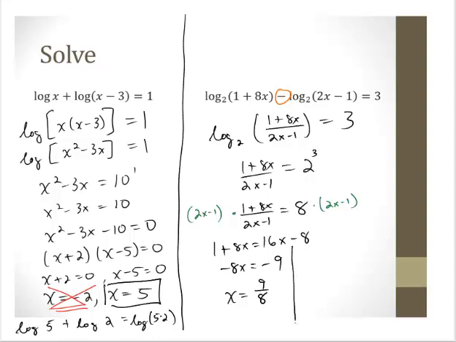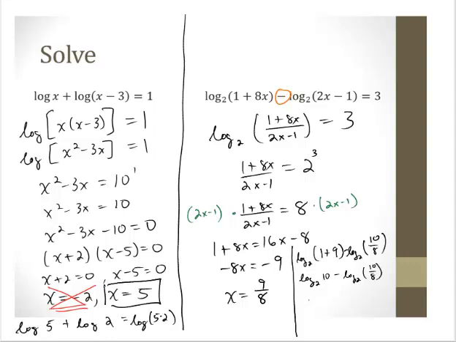Alright, let's do a quick check of this solution. Log base 2 of 1 plus 8 times 9/8. That's the log base 2 of 9, since 8 times 9/8 is 9, minus the log base 2 of 2x, that's 18 over 8 minus 1. 18 over 8 minus 8 over 8 is 10 over 8. So that's the log base 2 of 10 minus the log base 2 of 10 over 8. I can write that as a single logarithm.